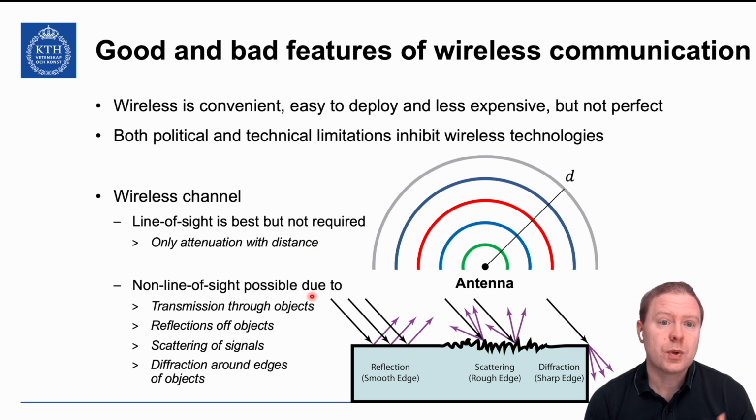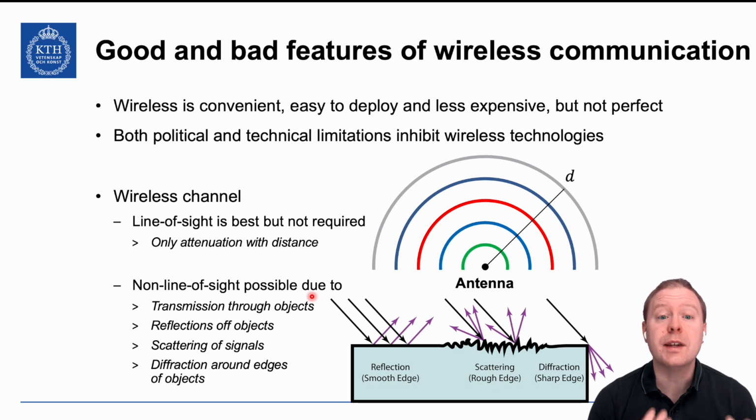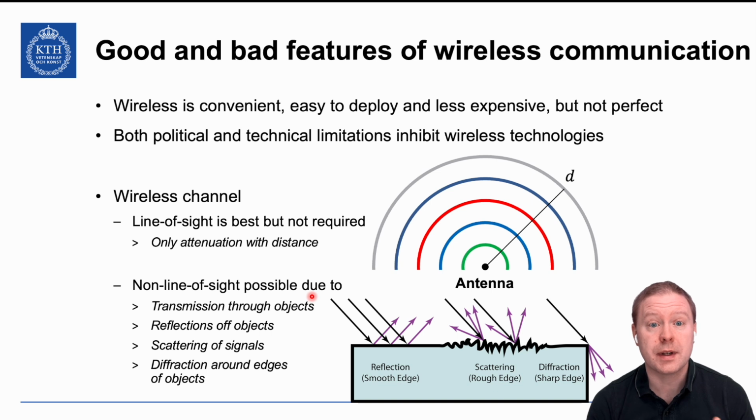In this case, we need to rely on the wireless signals, the radio waves, propagating and interacting with the environment in different ways in order to make their way to the receiver. So there is transmission through objects.